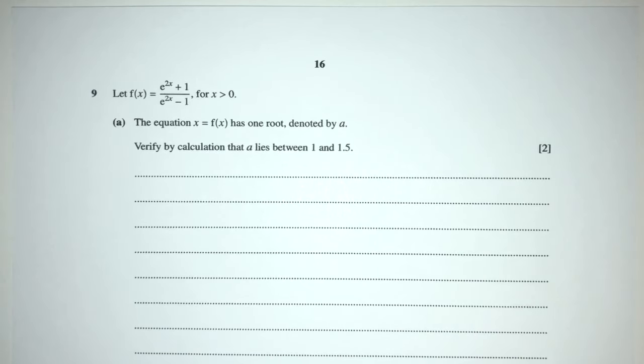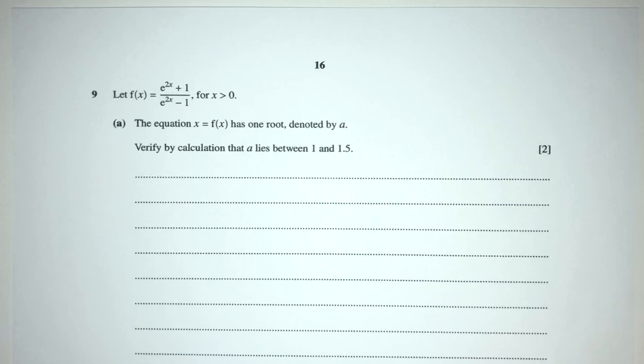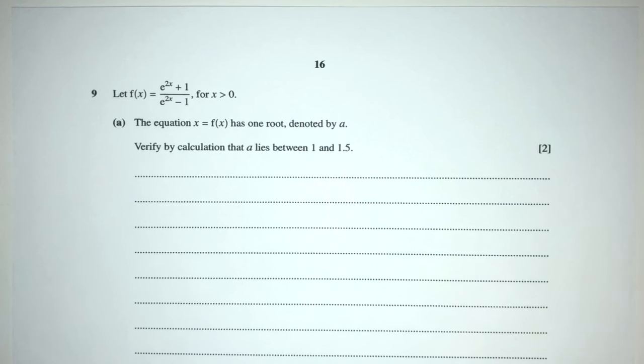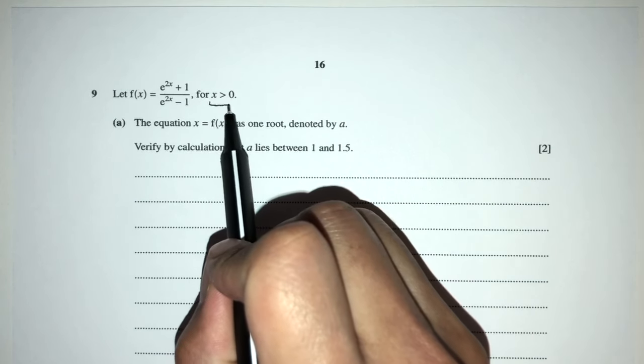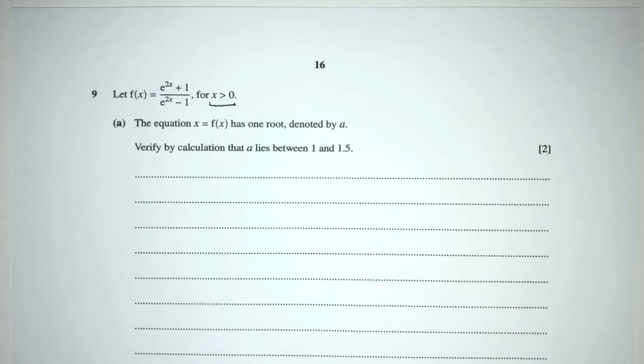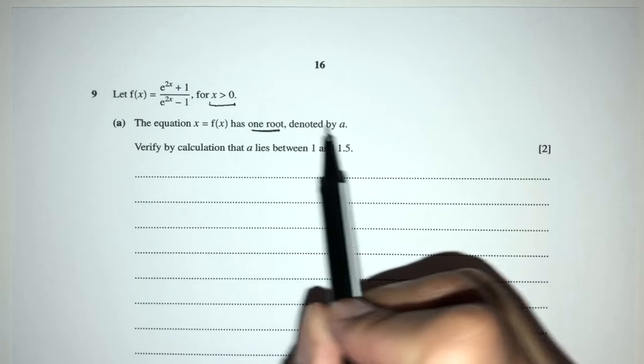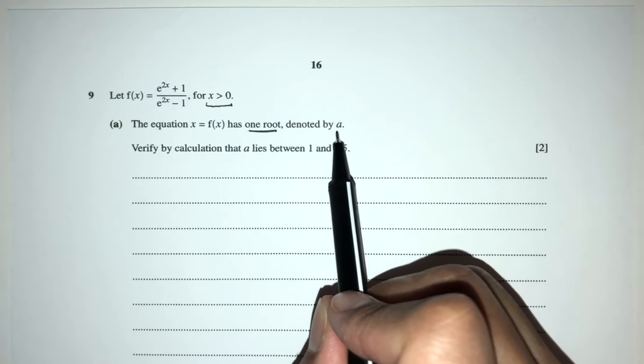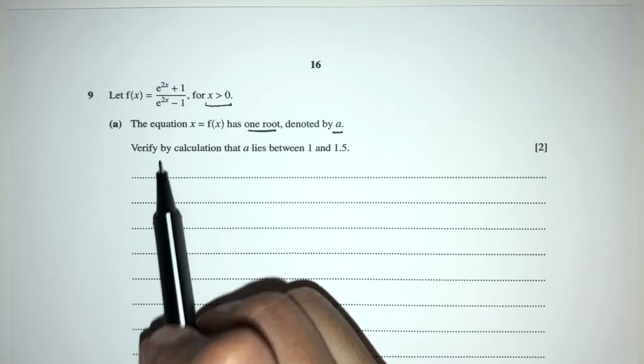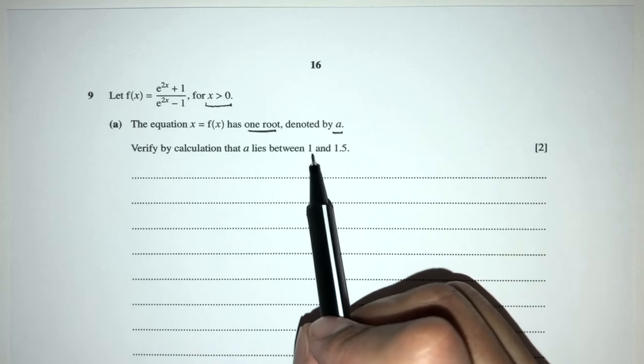Okay, so let's move on to question number 7. Here we have f of x equal to this fraction, for x more than 0. That is a condition we have to keep in mind while doing this question. Now, the equation x equal to f of x has one root, denoted by the value a. Good to know. Now verify by calculation that a lies between these two.